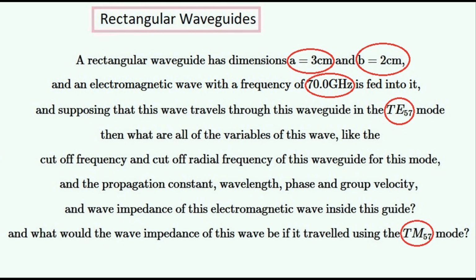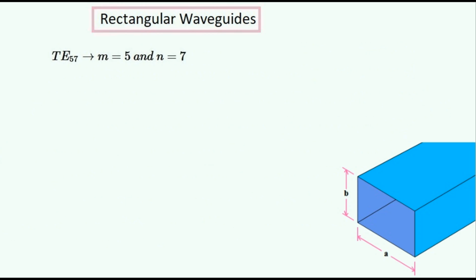We're given the dimensions of the waveguide, its width and height, the frequency of the wave that propagates inside it, and the type of mode that it uses to propagate with. We can get the values of m and n from the mode type, which we need to know so as to plug them into the equation. We can also convert the dimensions of the waveguide into meters.